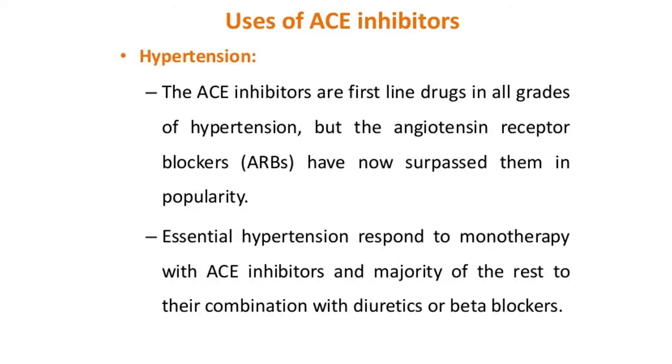Now come the uses. Obviously, these are antihypertensive drugs, so we use them in hypertension, as a first line drug in all grades of hypertension. But ARBs have now surpassed them in popularity. ARBs are the angiotensin receptor blockers. We will discuss them in the next slides. Essential hypertension responds to monotherapy with ACE inhibitors, and the majority of the rest respond to combination with diuretics or beta blockers.